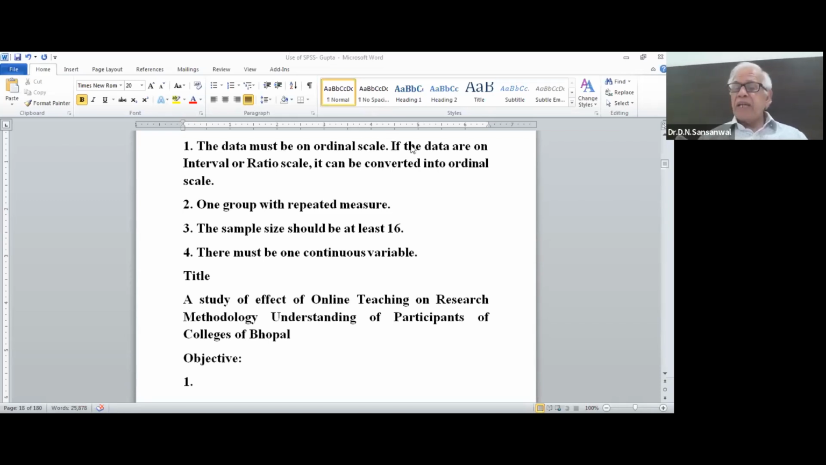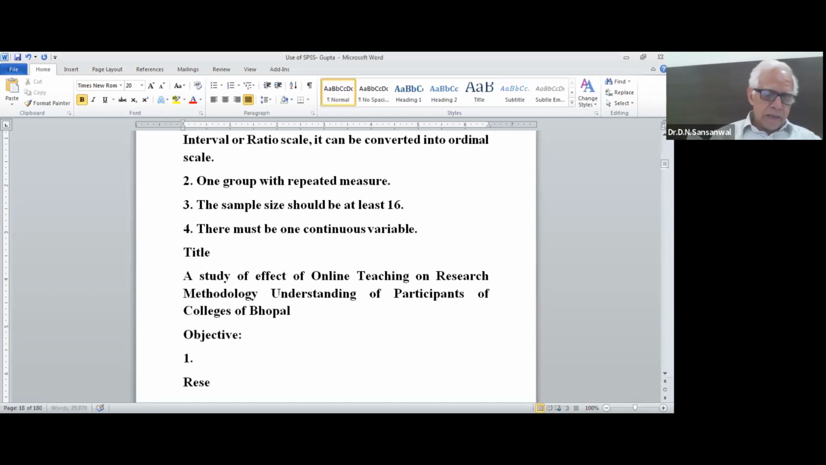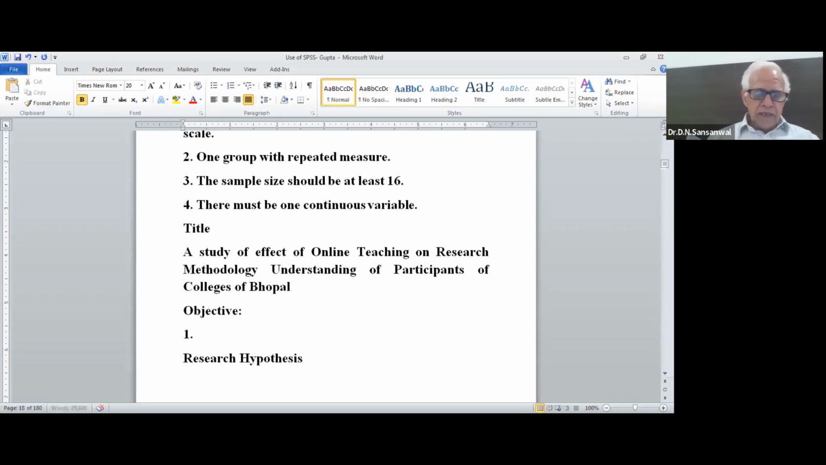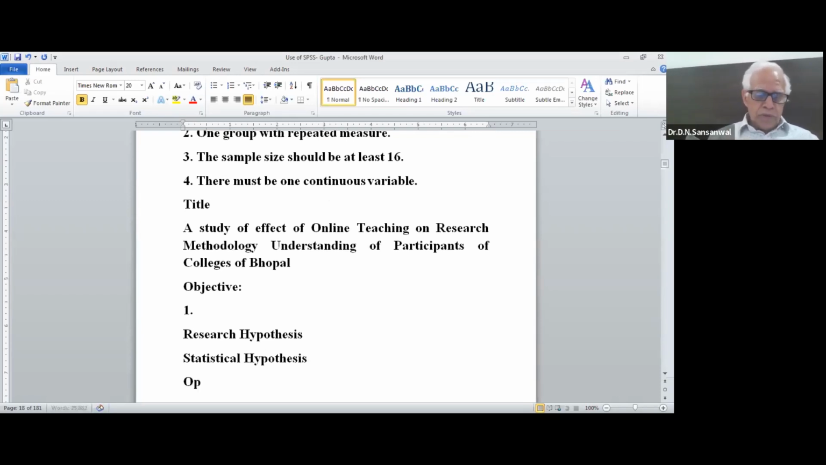My dear friend, there are three types of hypothesis. One is called research hypothesis. Another is called statistical hypothesis. And another is called operational hypothesis. These are the three types of hypothesis.